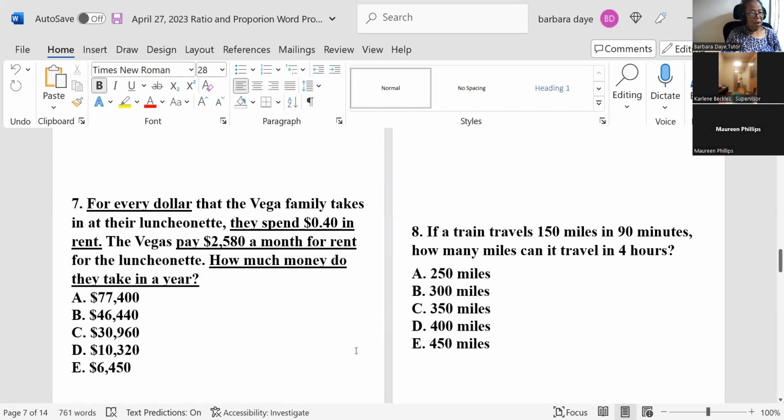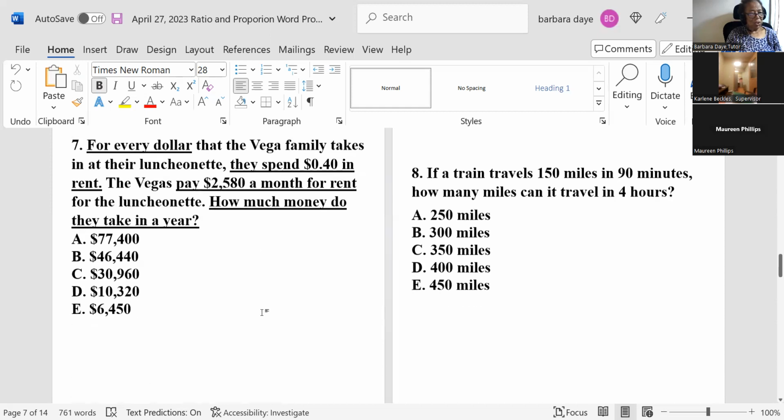You want to find how much they take in a month if they pay $2,580 a month for rent. So what would that ratio look like, Maureen? 2,580, right? 2,580 over 12?